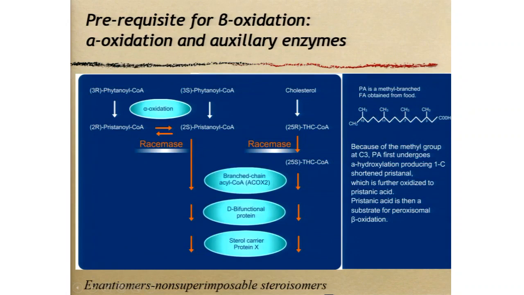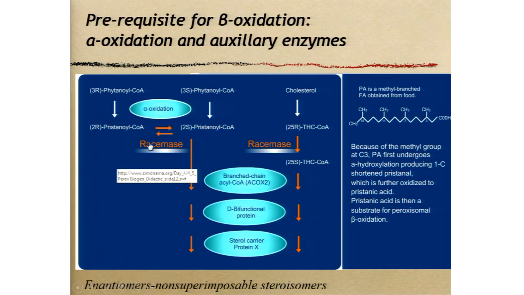And then this shows you that in order to get into the beta oxidation pathway, some of the fatty acids actually have to go through preliminary oxidative steps. So for phytanic acid, there needs to be an alpha oxidation step in which the product is pristanic acid. And pristanic acid comes in two enantiomers, which I've written down here, non-superimposable stereoisomers in R and S form.